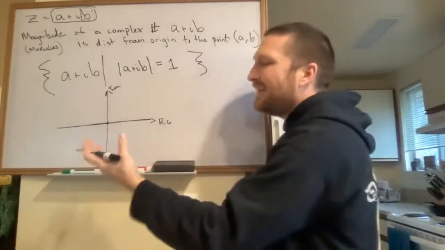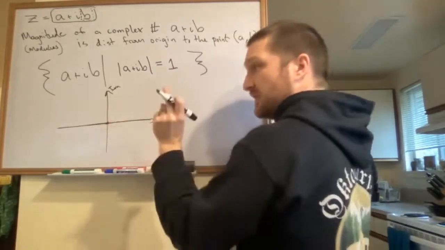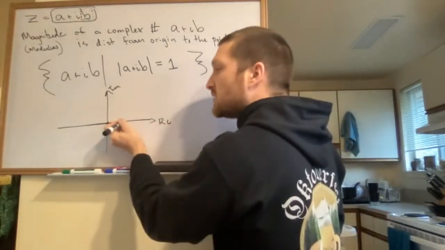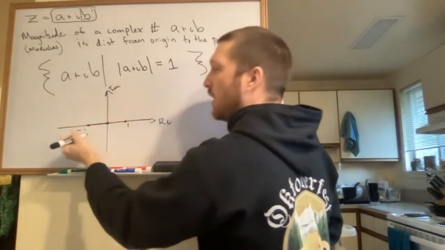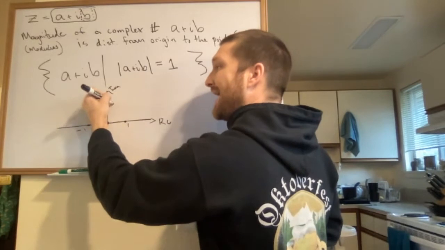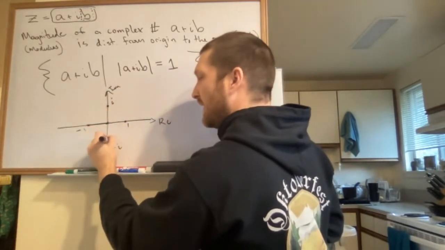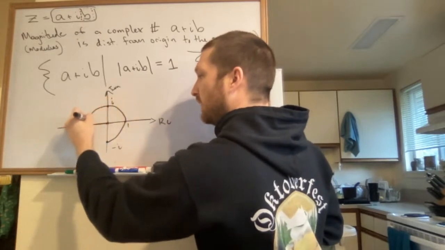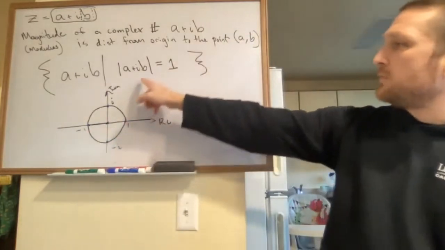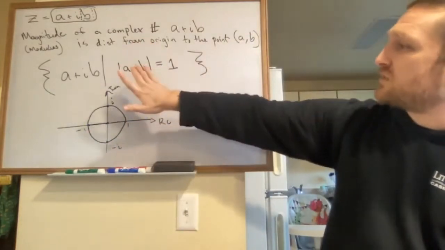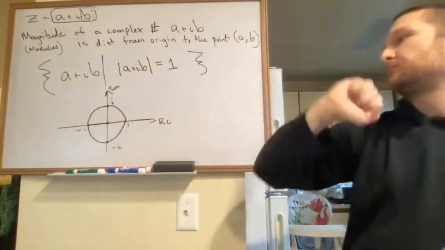In this case, this circle would be centered at the origin, and it would have radius 1. So it would go through 1, it would go through -1, it would go through i up here, and it would also go through -i down here. It would be a circle, all points whose magnitude is equal to 1. That's that right there.